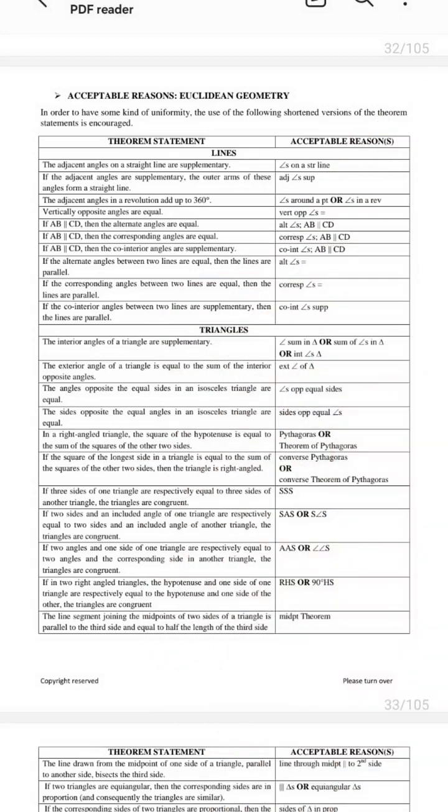Then the last statement that I want to end on for today is the one that says vertically opposite angles are equal. And then they write the reason that is acceptable. And it's very clear. Okay.